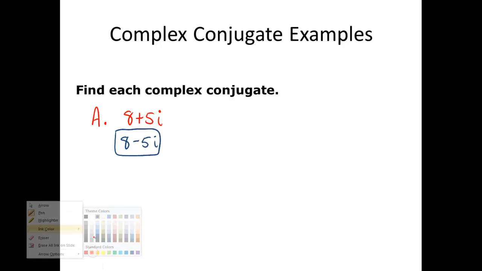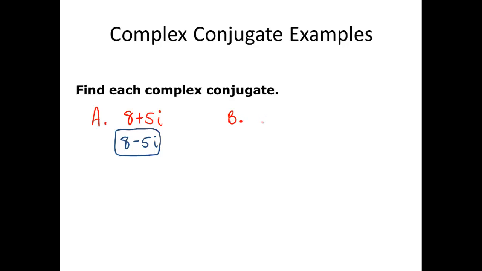Okay, so let's just write out conjugates for the first one. If we have 8 plus 5i, the conjugate would be 8 minus 5i. Only thing that changes is the sign in the middle. Okay, let's look at another one.